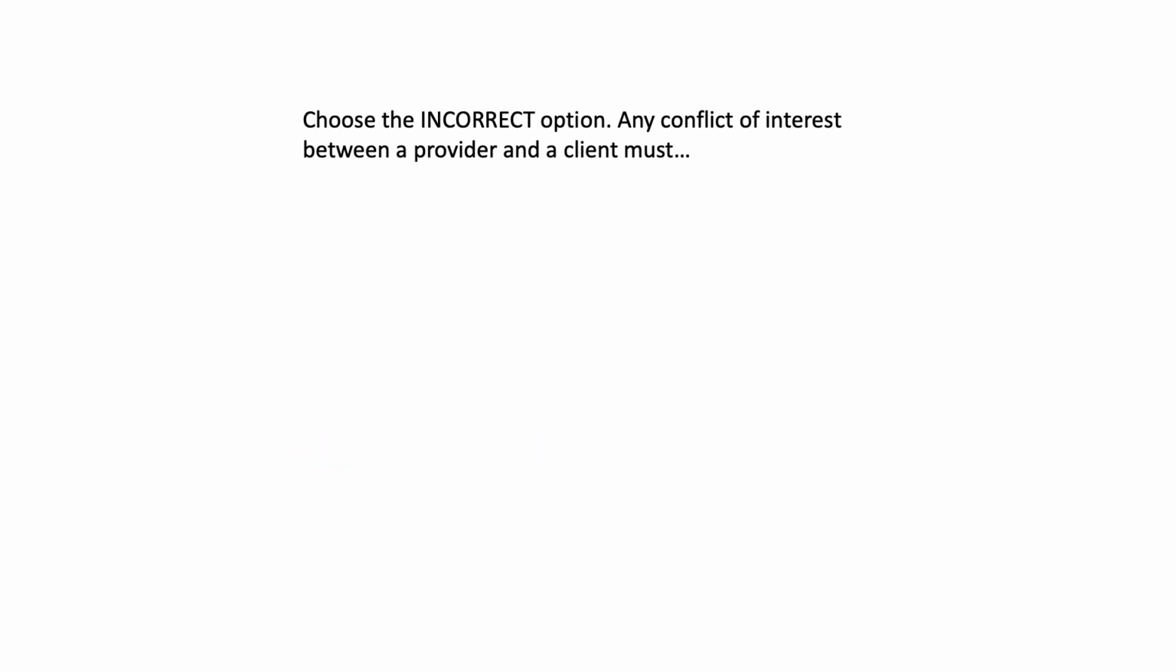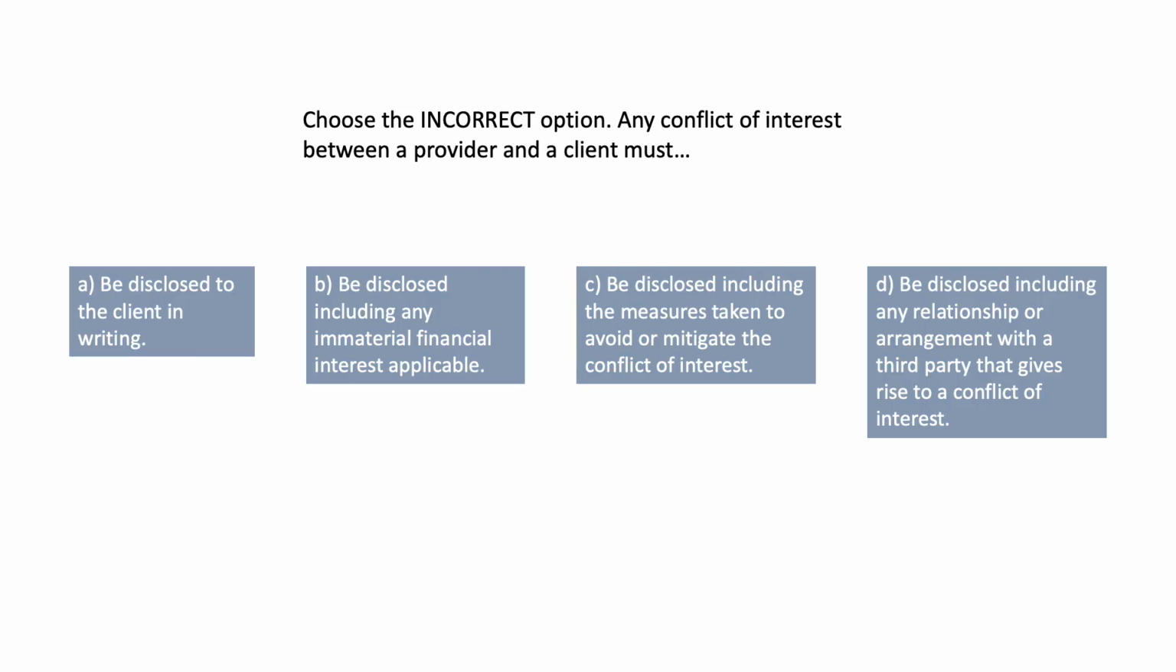Question 2. Choose the incorrect option. Any conflict of interest between a provider and a client must A. Be disclosed to the client in writing. B. Be disclosed including any immaterial financial interest applicable. C. Be disclosed including the measures taken to avoid or mitigate the conflict of interest. D. Be disclosed, including any relationship or arrangement with a third party that gives rise to a conflict of interest. Remember, we are looking for the incorrect answer.